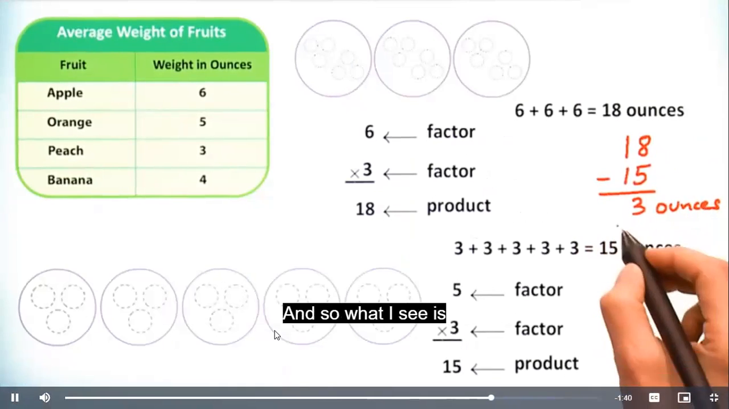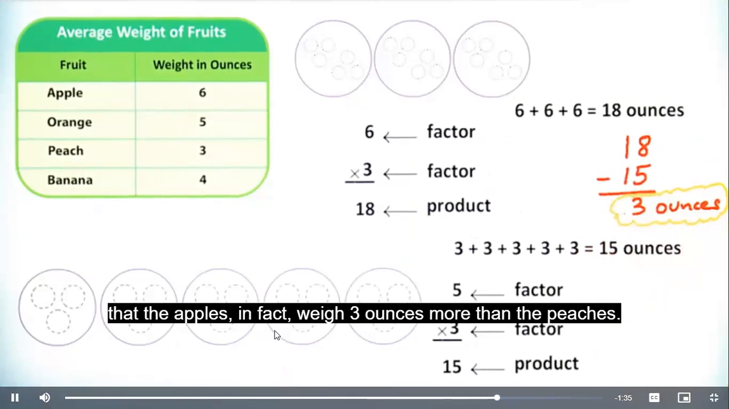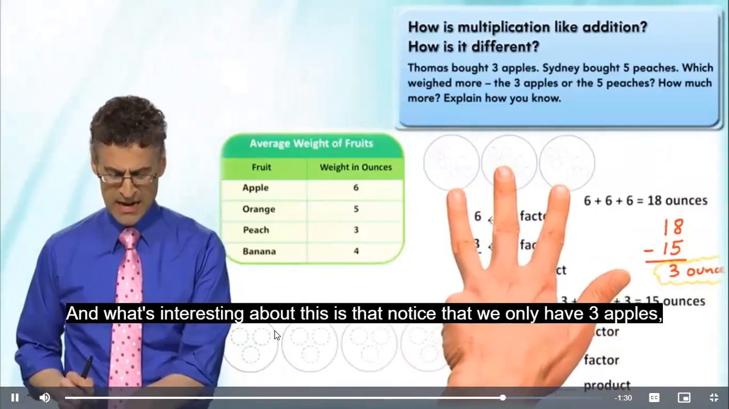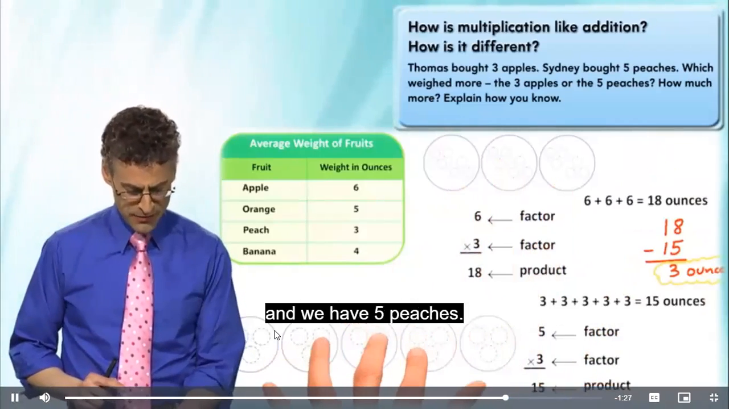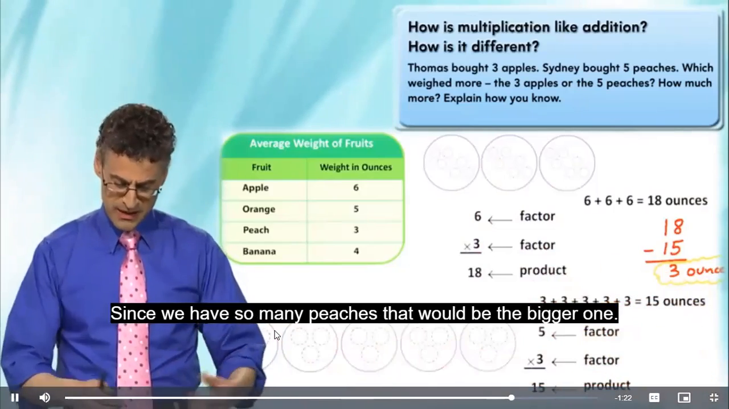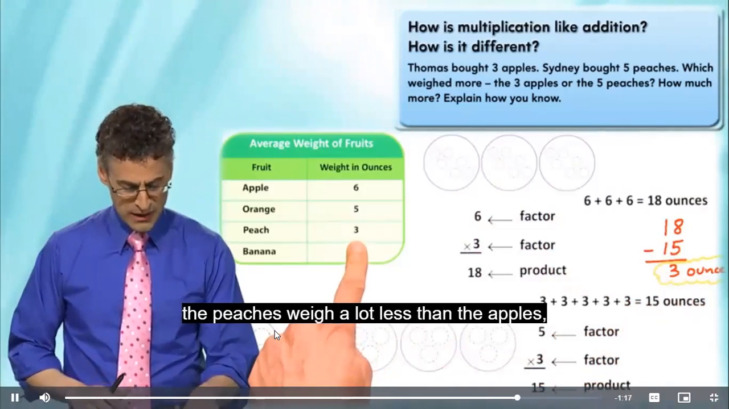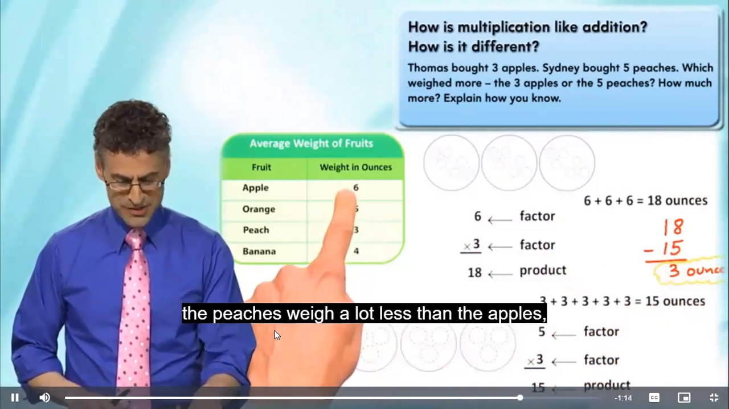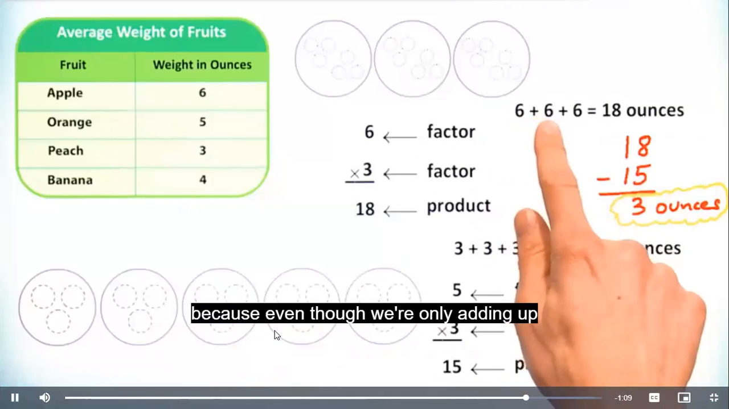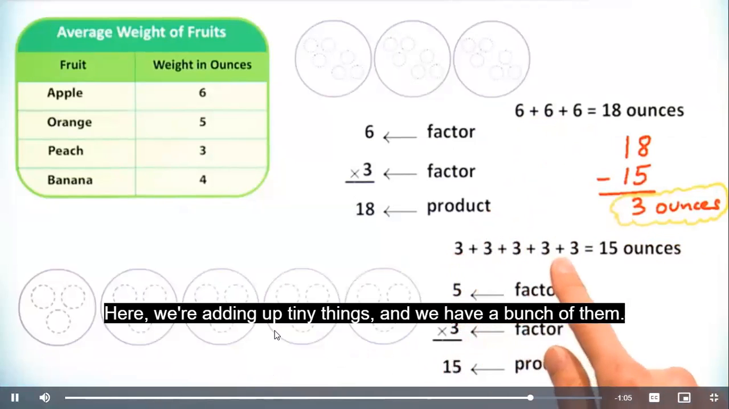And so what I see is that the apples, in fact, weigh 3 ounces more than the peaches. And what's interesting about this is that notice that we only had 3 apples, and we have 5 peaches. And so you might think, wow, since we have so many peaches, that would be the bigger one. Well, remember, if we're talking about weight, the peaches weigh a lot less than the apples. And so that's why this is an interesting little question, because even though we're only adding up a few things, 3 things, the things we're adding up are much larger. Here we're adding up tiny things, and we have a bunch of them.